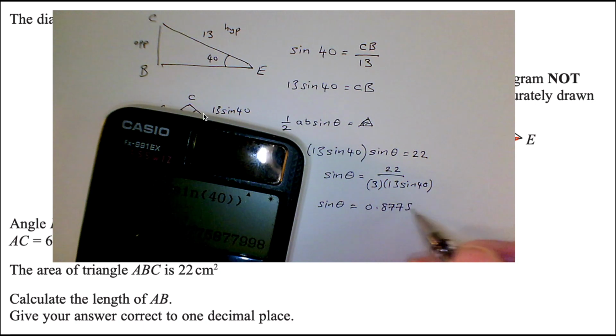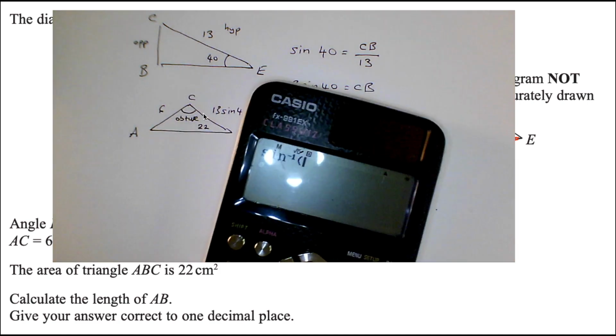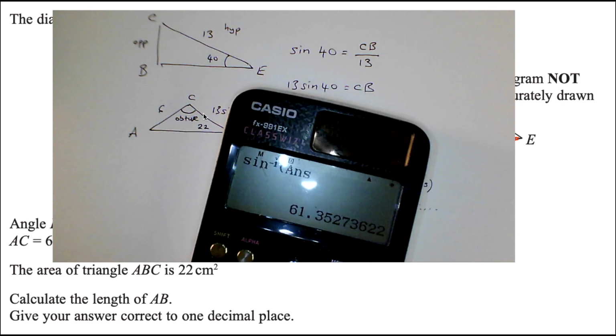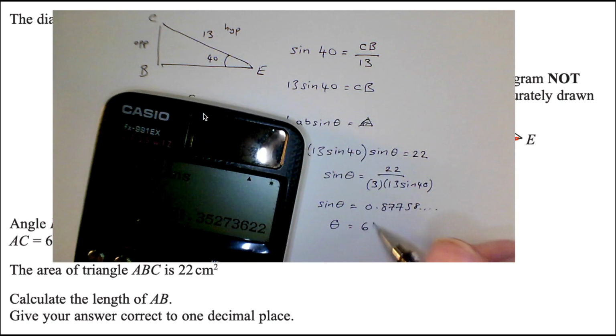That's right, I should let the examiner know what I'm doing. Okay, I'm not rounding, I don't need to. Theta is inverse sine of that last answer. So it tells me 61.35. Well, that's a problem because remember they told us that the angle has to be obtuse, and clearly 61.35 is not an obtuse angle.